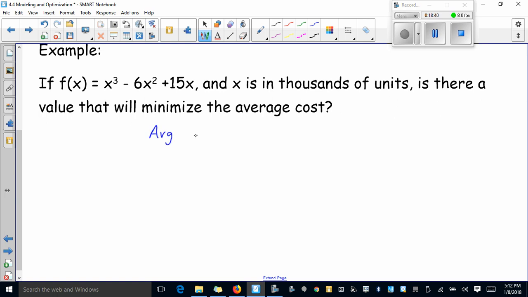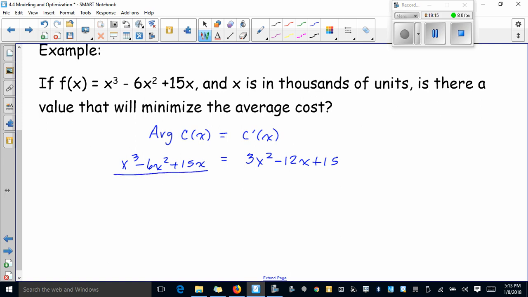Well, since we don't know what that value of x is, but you guys all know how to take an average, this is going to be x cubed minus 6x squared plus 15x, all divided by whatever x is. If my average is 100 units, then it would be 100. So if I clean this mess up, I get x squared minus 6x plus 15 equals 3x squared minus 12x plus 15.